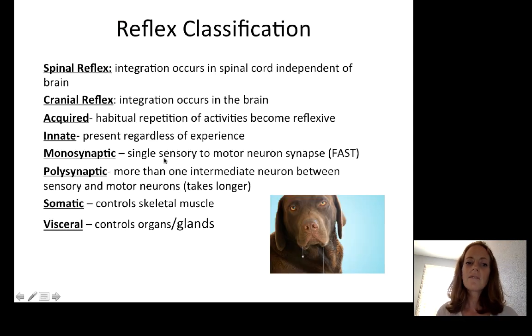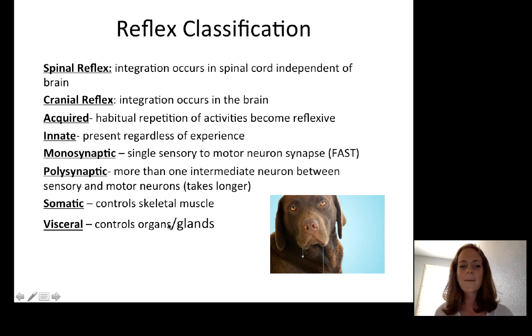We can classify reflexes based on whether they go through spinal nerves or cranial nerves. Those will be spinal or cranial reflexes. We can classify them based on whether we're born with them. Those are innate, or whether we acquire them. That's why I put this picture of the dog drooling, right? So he has learned to respond reflexively to the sight of food with his drooling response.